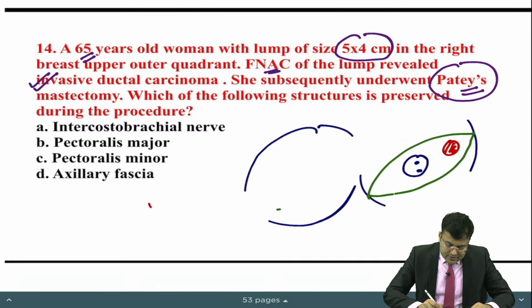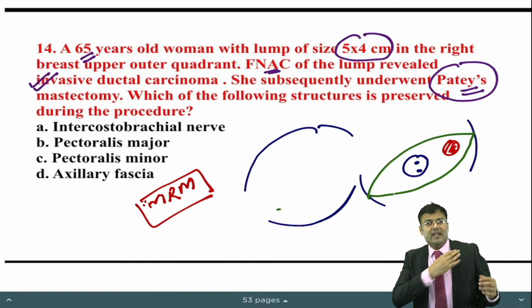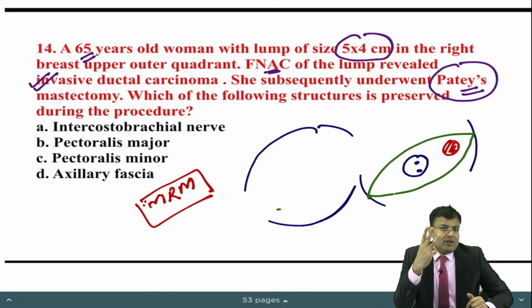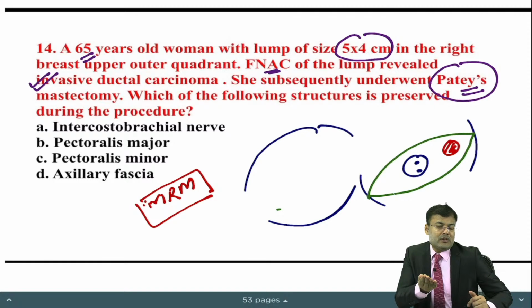What's the modification? First, Pritesh modification. Pritesh wanted to remove level 3 lymph node, so he excised pectoralis minor. And there is Scanlon's modification. He wanted to remove level 3 lymph node, so he divided pectoralis minor, removed level 3 and resutured it.